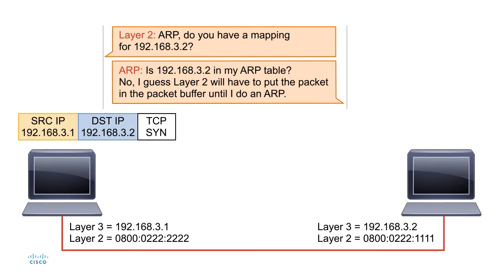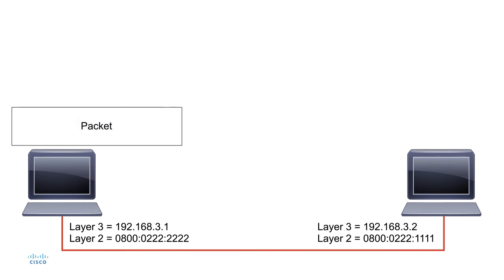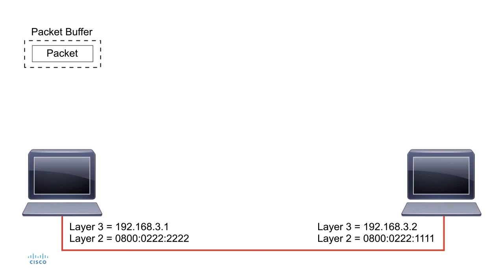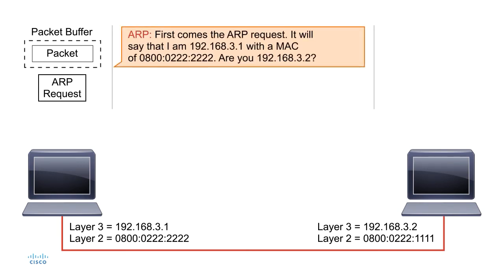So ARP goes to work. He says, I'm going to go ahead and send out a message. So that packet that we want to send is now sitting in the packet buffer. And ARP creates an ARP request. That ARP request says, hello, I am 192.168.3.1 and my MAC address is 0800.0222.2222. Are you 192.168.3.2? Now you have to remember that this is a broadcast, so he's sending it out to everybody.